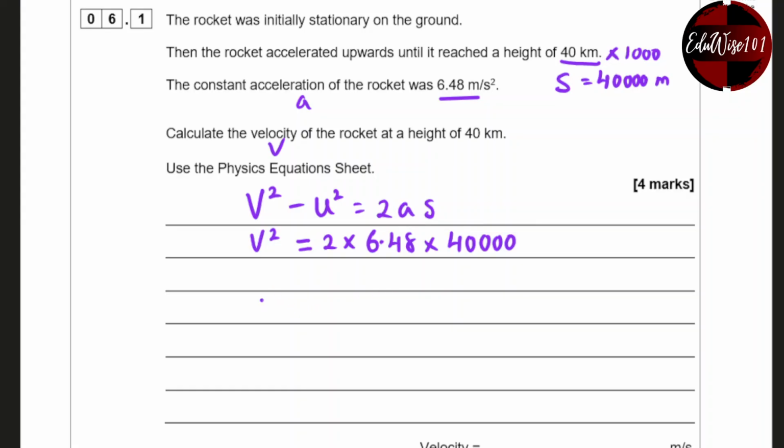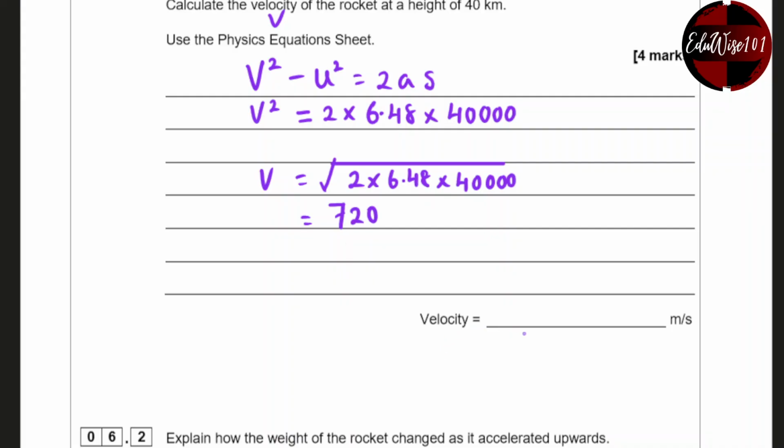And to find the value of v, you would square root the answer for the above calculation. In this case, I'm just going to write it as it is: 2 times 6.48 multiplied by 40,000. Do the multiplication first and then find the square root of your answer, and that will give you 720 meters per second. The answer is 720 meters per second.